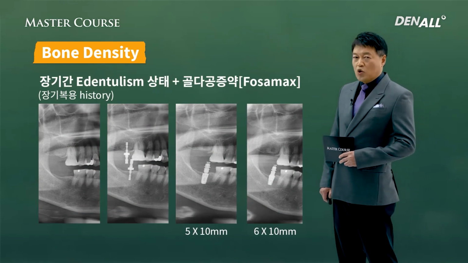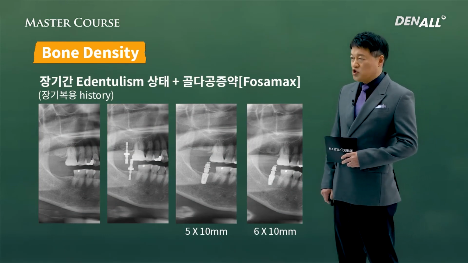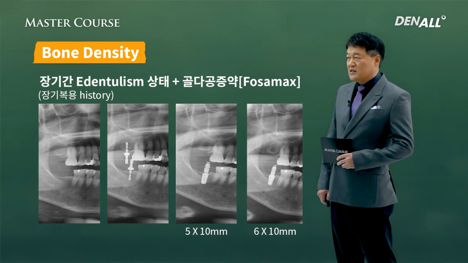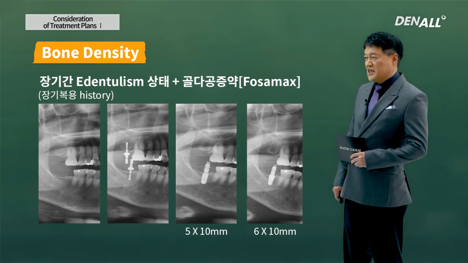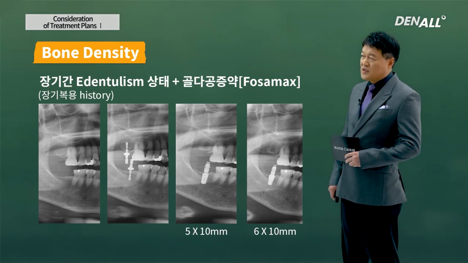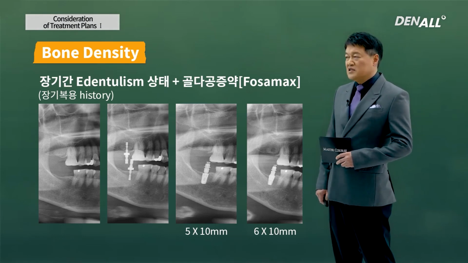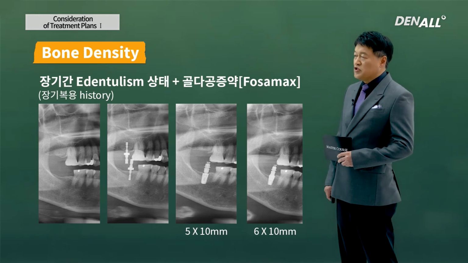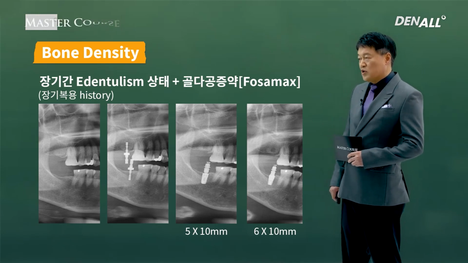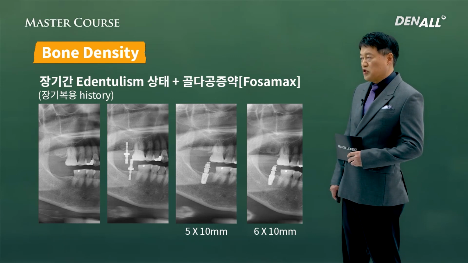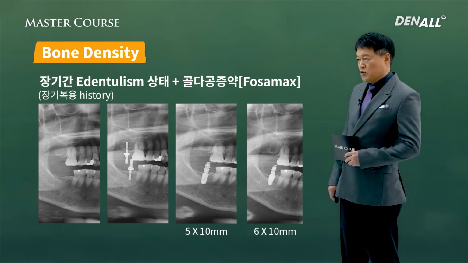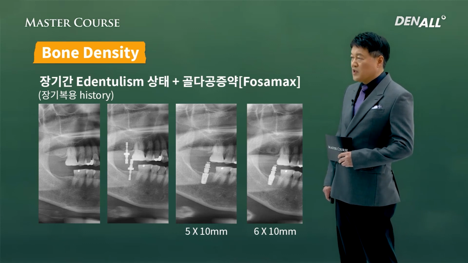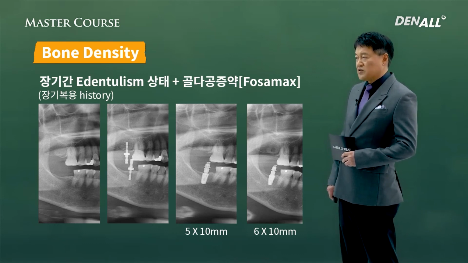Soft bone is often observed in the upper posterior area where significant time has elapsed after extraction. This patient has taken Fosamax and osteoporosis medication for a long time. In order to place implant in the maxilla, in the mandible, I failed in getting stability using 5mm thickness implant, so I changed to 6mm implant. I was not able to gain initial stability in the maxilla.